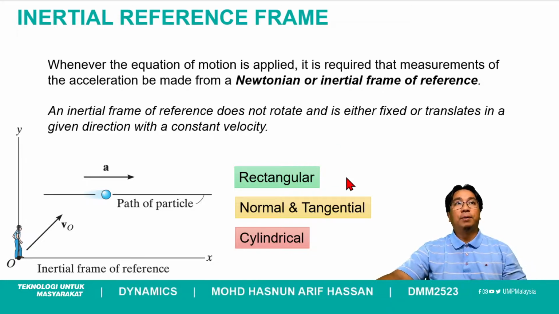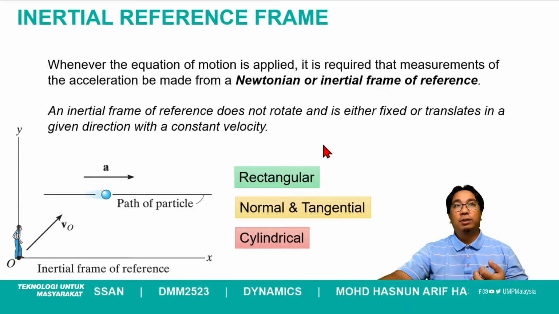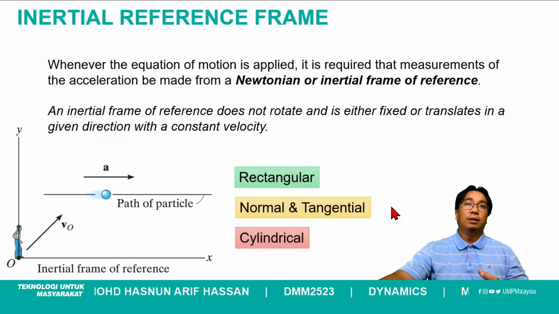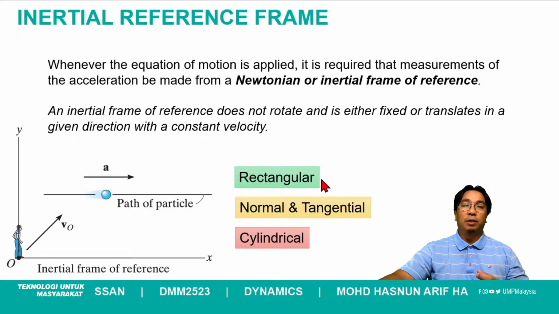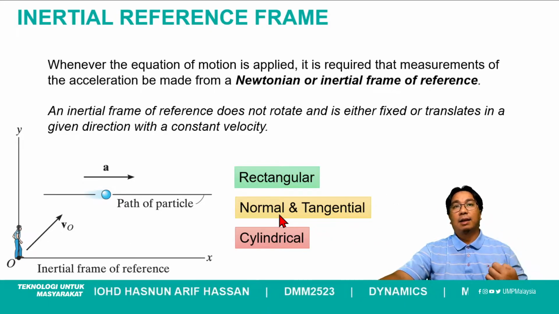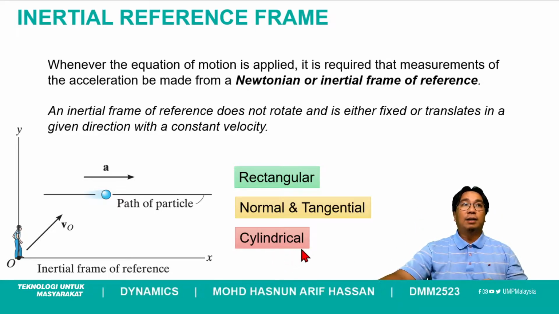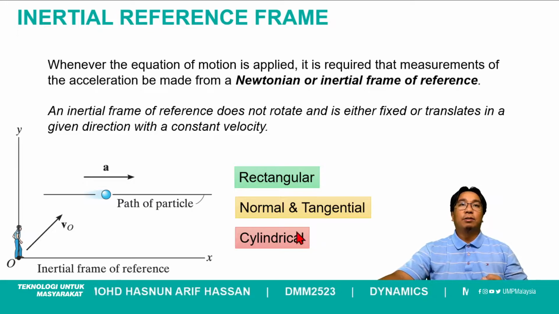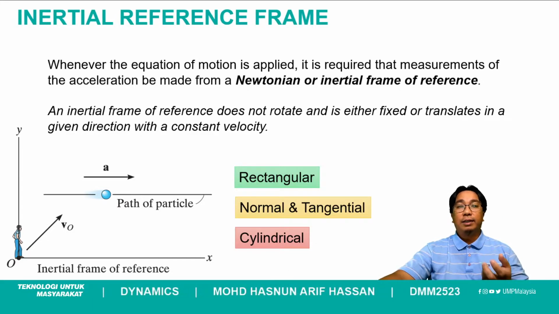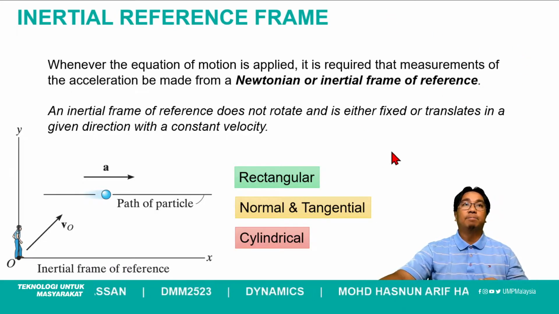So again, I would like to repeat this slide. Whenever we would like to apply the equation of motion, we need to have our initial reference frame. So inilah yang menjadikan 3 subtopik dalam chapter 2 ini. Chapter 2 ini we have subtopik menggunakan rectangular component, XY axis. And then in the last class, we talked about normal and tangential component, okay, NT axis. And for today's class, we are going to implement cylindrical component. So basically, the subtopics in chapter 2 are based on the coordinate system that we use to define ataupun to write our equation of motion.